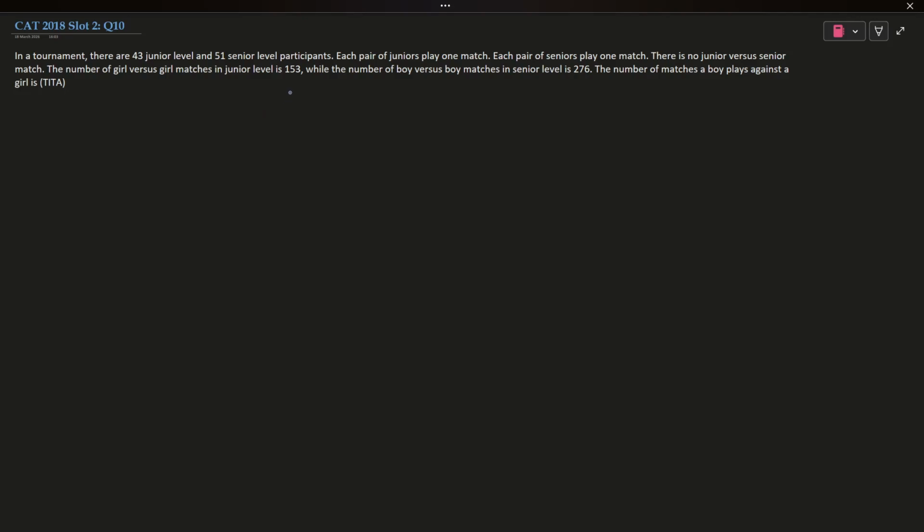So we have a junior level and senior level. Each has participants, so we have girls, right? Let's say the number of girls is g. So what will be the number of boys? Number of boys will be 43 minus g, because the total is 43 participants. In senior level there are 51 participants.